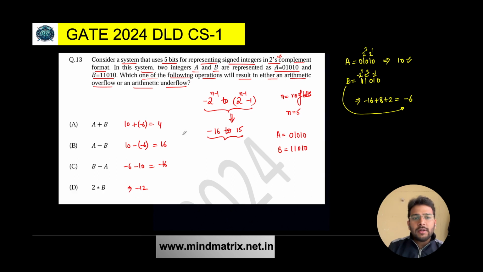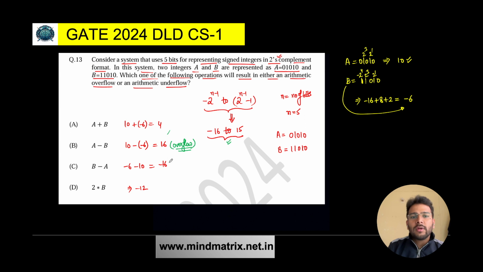Now carefully see here, we need to find which one is giving us the underflow or overflow. So the result of the first one is 4. Is 4 lying in this range? Yes it is. So there is no overflow here, there is no underflow here. What about option B? 16. Is 16 present in this range? No. The maximum positive value we can have is 15 using 5 bits in 2's complement format. We are getting 16 here. So definitely this is overflow.